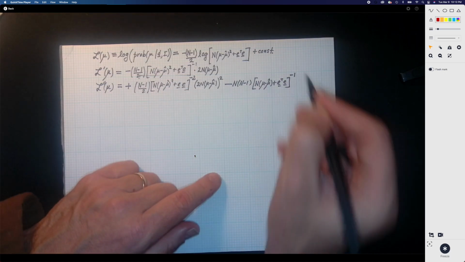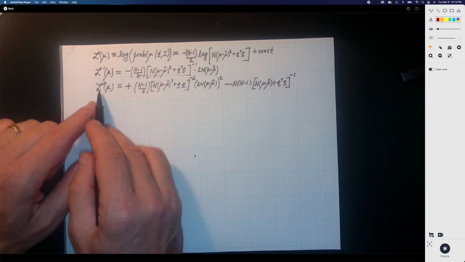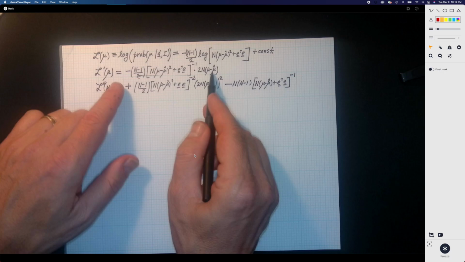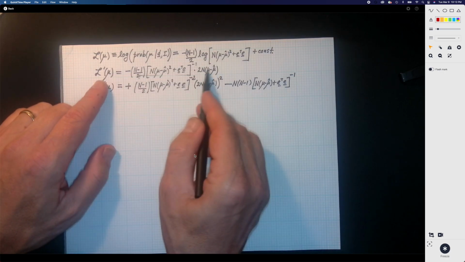the minus 1. And now I'm going to evaluate these three expressions at mu equals mu hat, because mu hat is the location of the maximum, right? This first derivative vanishes at mu equals mu hat, which is the condition for having a maximum.